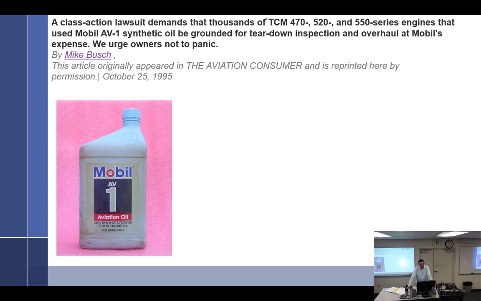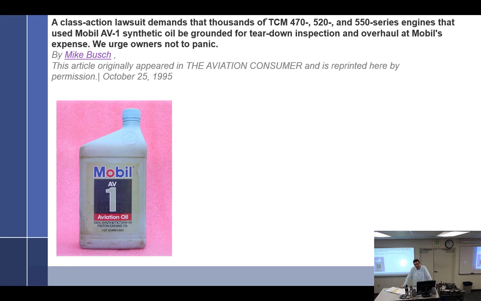See, I tell you. So anyway, the problem with Mobil 1, or synthetic, we should say just synthetic, is that it does not do well with leaded gasoline. And we have high levels of lead. It doesn't clean out deposits very well, right? I know that it doesn't suspend and work well with the lead. So it left Mobil 1 in a big lawsuit. So right there, a class action lawsuit demands thousands of those Continental Series engines that use Mobil 1 be grounded for teardown inspection and overhaul at Mobil's expense. Not to panic, this was a long time ago. I just threw this in here. It's the only Mobil 1 I could find with a pink background. So it just doesn't work with leaded.